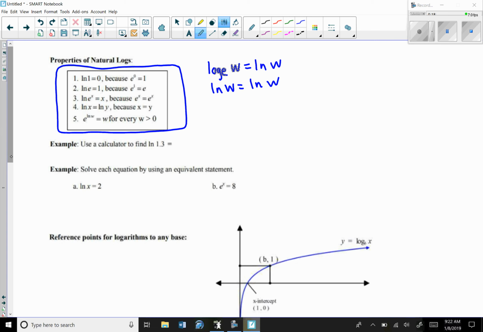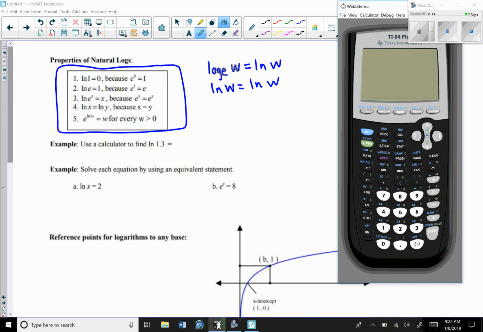So for the next one, it says use a calculator to find the natural log of 1.3. That's just getting used to where that natural log is. The natural log is right here, kind of next to that 4. So on my calculator, if I do the natural log of 1.3, notice I get 0.2623.